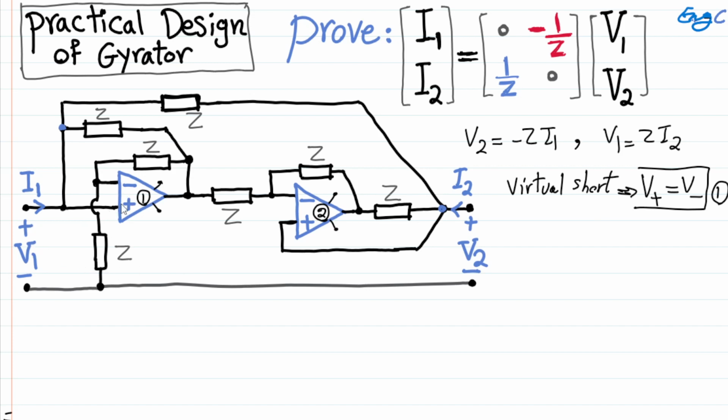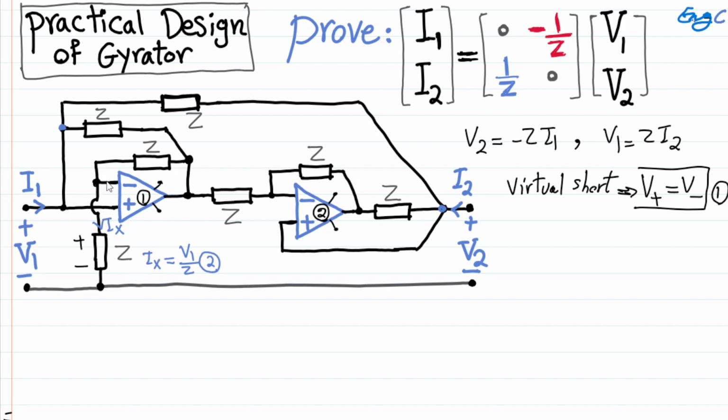Okay, so look at op-amp number 1. We are applying V1 between the positive input terminal and the common node, this node at the bottom. Because of virtual short, this V1 should also appear between the negative input terminal and the common node, which means V1 appears across this impedance Z. So it results in a current Ix flowing through this impedance Z, and Ix is equal to V1 divided by Z. Let's refer to this as equation 2.